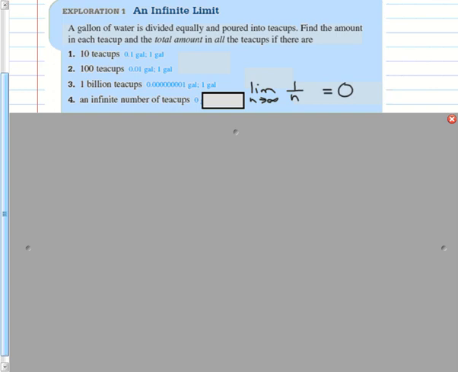Now, are you ready for the next step? Add all those infinite teacups back together. How much do you have? 0 times infinity equals 1. I have 1 gallon. I have 0 in each teacup, but when I add them all back together, I'm back to a gallon. Once again, can you see how? Okay, I see what you're saying. This is the idea we're going to be working on now. So it is a little bit on the edge of what logic has been for us. That's what makes it fun.